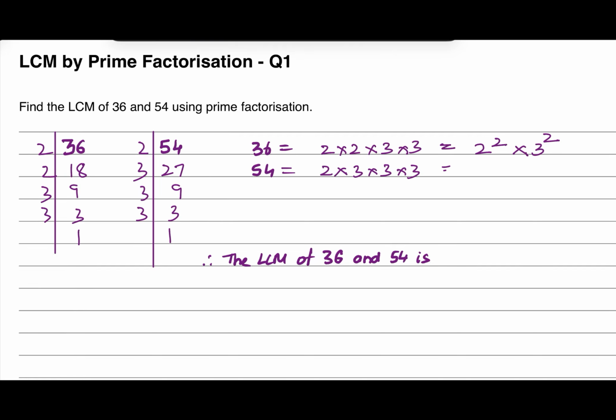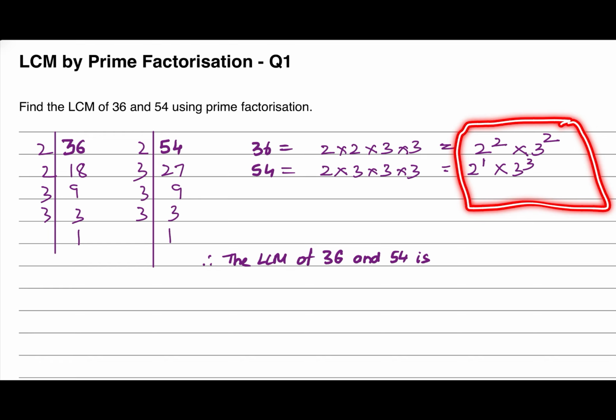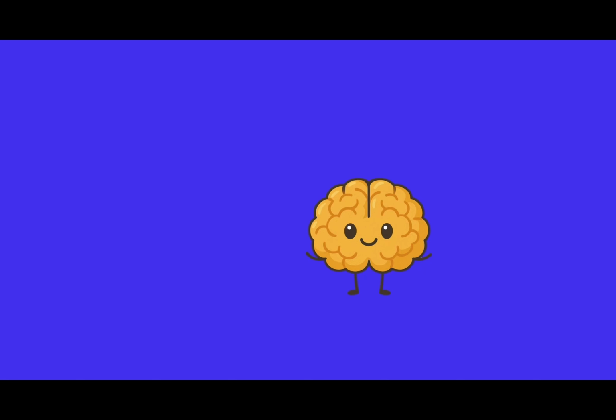Similarly, in the next line, how many 2's are there? Just 1. And how many 3's are there? 3 3's are there. After this step, I want you to write down all the numbers that appear over here. Okay.